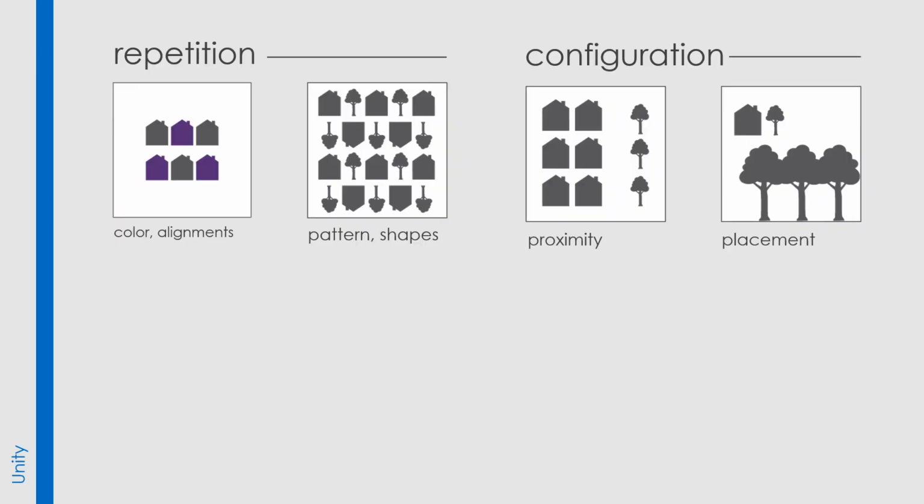All right, so here's our recap. We made it. Unity is always like the most abstract of these 4 concepts, I feel. We've got unity through repetition. You could repeat anything from colors to alignments to patterns and shapes. And we've got unity through configuration, unity through how the elements are placed on a page.